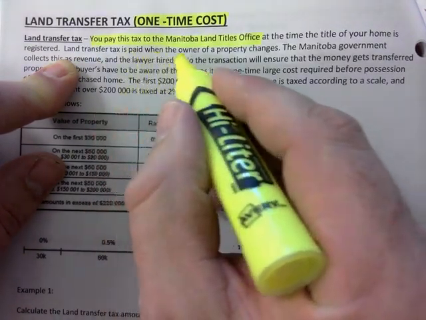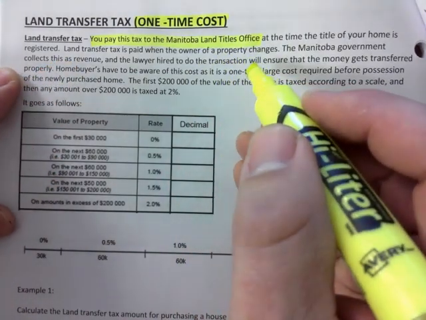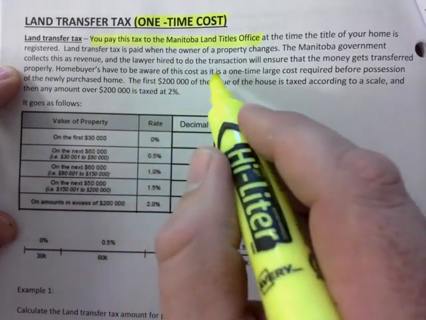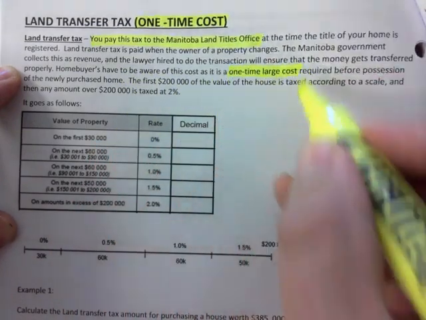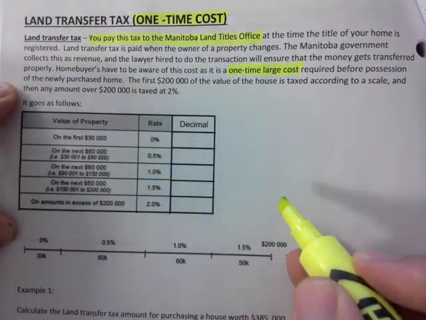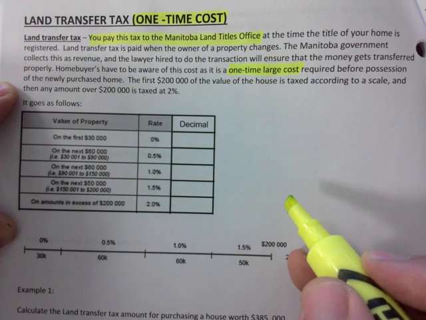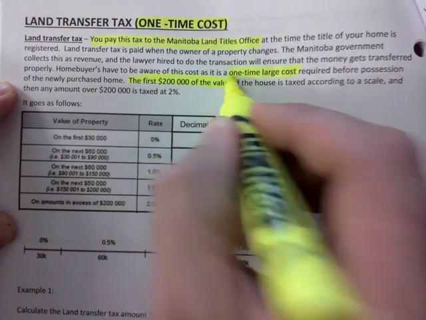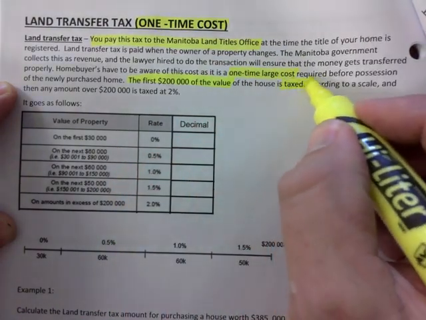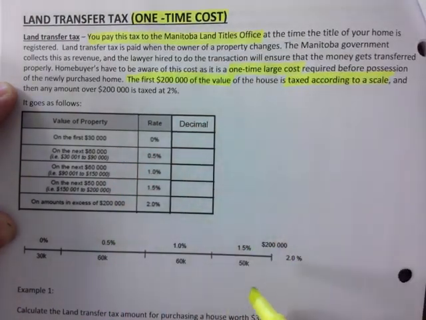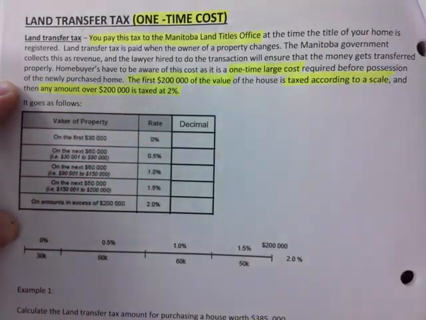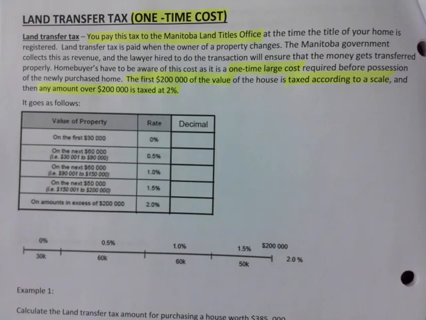Land transfer taxes are paid when the owner of the property changes. Home buyers need to be aware of this cost. It's a one-time large cost. You don't need to pay this when you rent, correct? You don't need to pay this, but when you're buying, you do. The first 200,000 of the value is taxed according to a scale. And then any amount over 200,000 is a flat 2%.